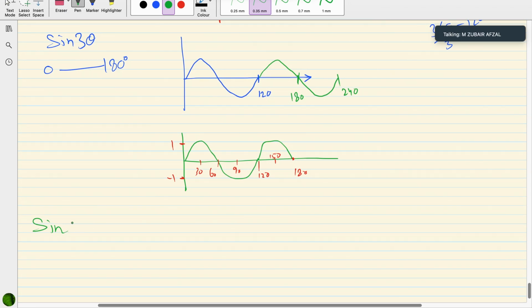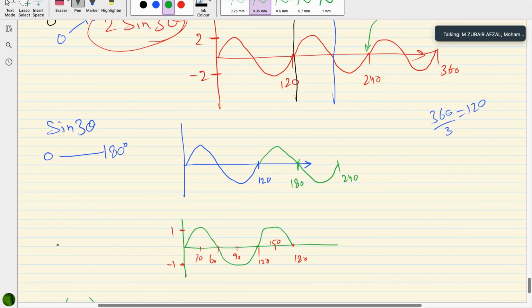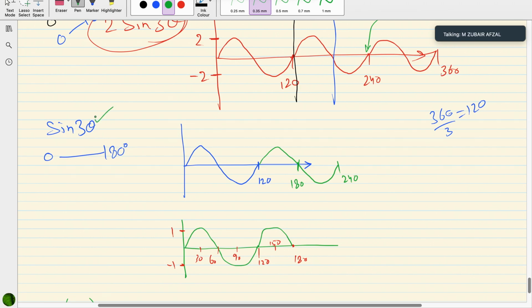Then there is sine 30. Sine 30 is one fixed numerical value. This is theta, angle, unknown angle. That is sine 3 theta, so that means you have to draw 3 cycles in 2 pi or 360.